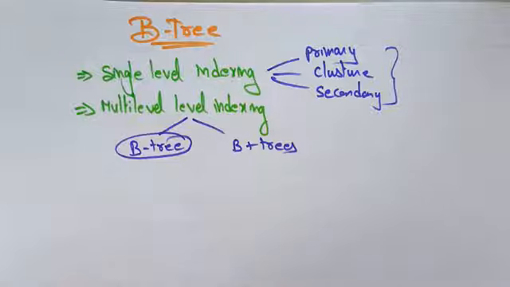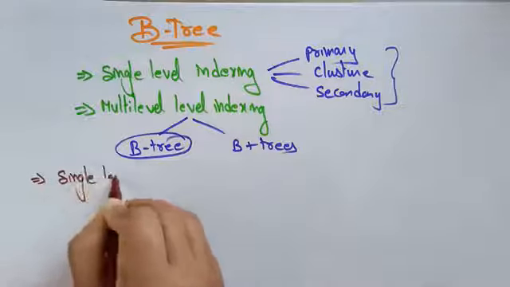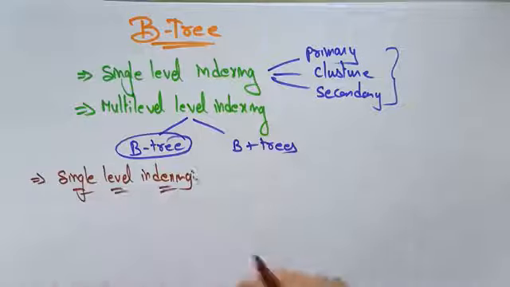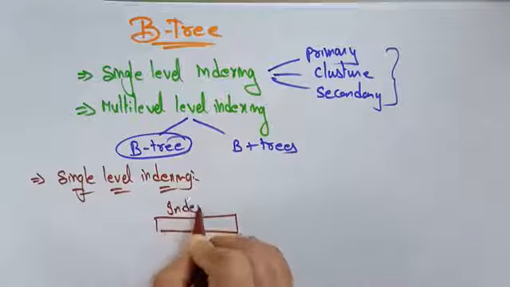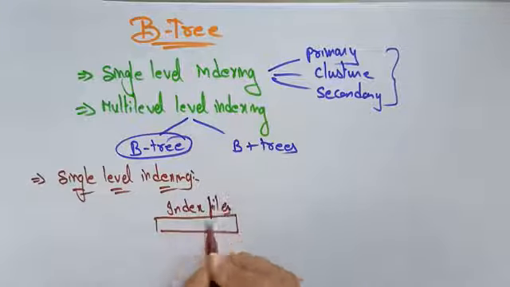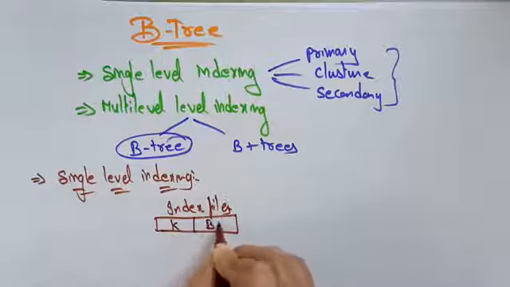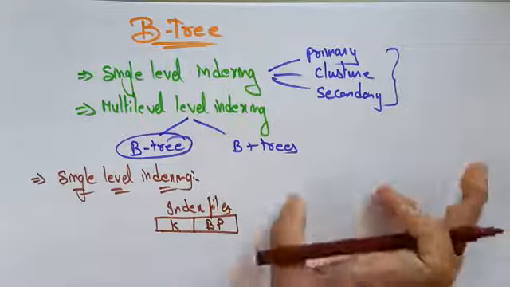Before going to learn about the B trees and B plus trees, which are multi-level indexing, I want to give clarity regarding single level indexing and multi-level indexing. What is the difference between them? You already know that because I explained it in previous videos. Just recall single level indexing. Here you have to take the index file, which we call a root file. The index file consists of the key as well as the block pointer, which holds the address from where we have to get the data.